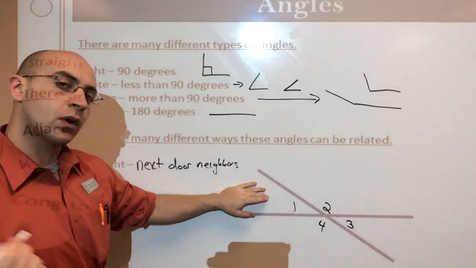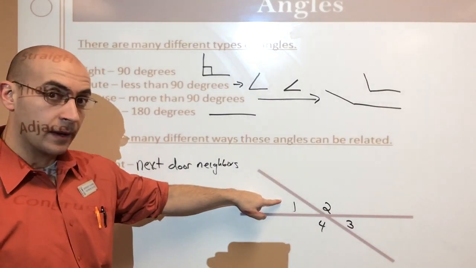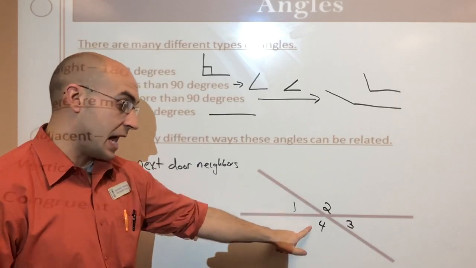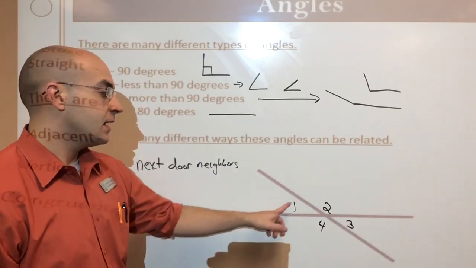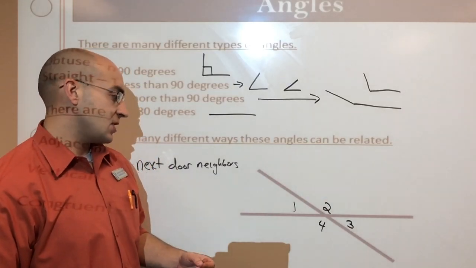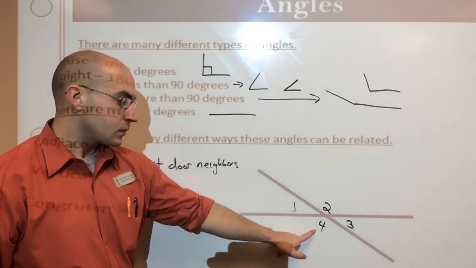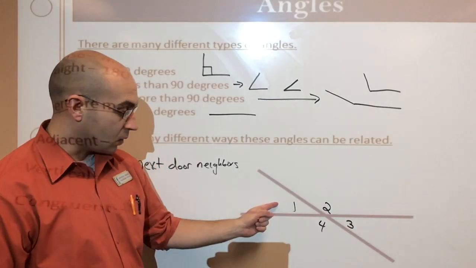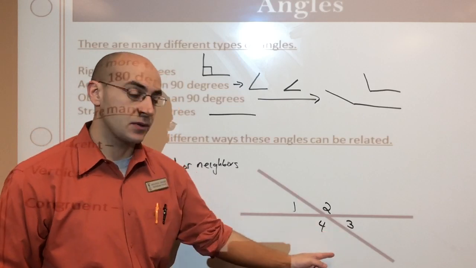So for instance, what are the angles that are adjacent to angle 1? Next door neighbors: angle 2 is next door. Angle 4 is also next door. Angle 3 is not next door. There's a different classification for that. Let's think about angle 4. What are the adjacent angles? What are the next door neighbors to angle 4? Well, 1 is next door and 3 is next door, but 2 is not.